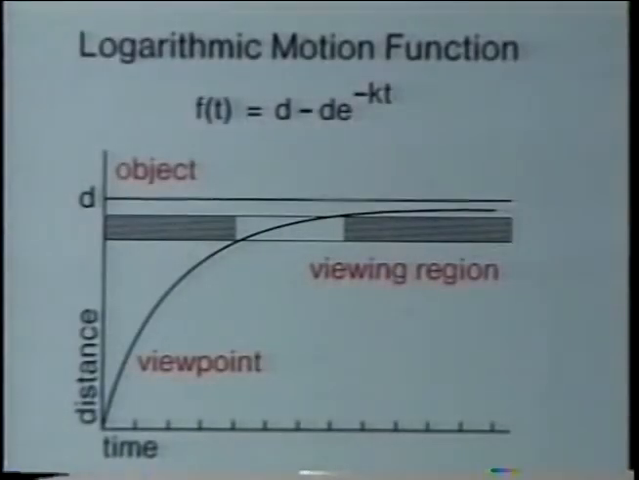The solution is to have the user indicate a point of interest on the surface of an object and use the distance to this point of interest to calculate a logarithmic motion function. This time-distance diagram is used to plot the resulting motion. The viewpoint moves from the origin toward a viewing region near an object at distance d. The motion is initially rapid and then slows so that there is plenty of time to stop while the viewpoint is in the viewing region.